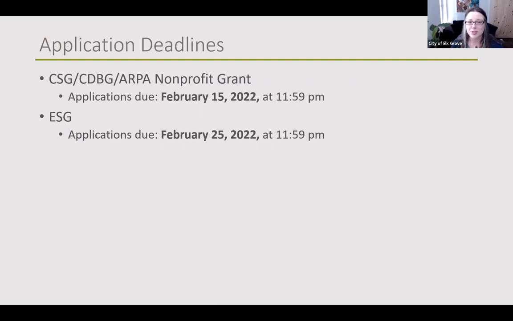Because we have two different applications, we also have two different deadlines. We try to separate them to give you a little bit of a break and to help make it clear when you're applying. For the CSG, CDBG, and ARPA applications, the deadline is February 15th, and the applications close at 11:59 p.m. It's an online system that automatically closes, so you will not be able to submit after that moment. And then for the event sponsorship grant, the applications are due February 25th. This gives you a little bit of a break, and it also helps us identify events that occasionally come in under the CSG program, so we can flag them and redirect that organization to apply under the event sponsorship application.